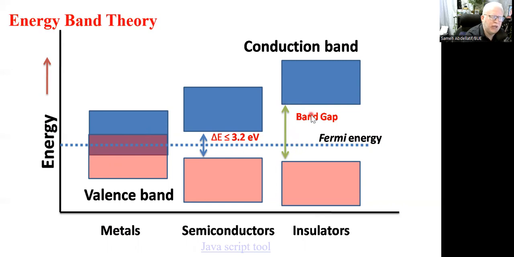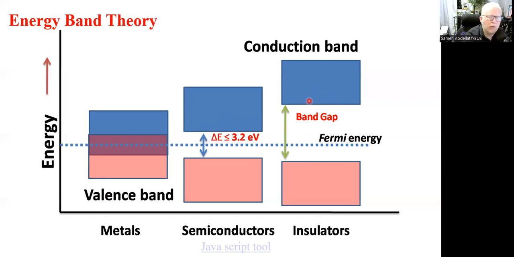On the other extreme, as you can see here, for insulators, the energy band gap is very large. So whatever energy you give to the material, no electron will be able to jump to the conduction band, and there is no possibility for free electrons. This is how we can distinguish between conductors, insulators, and semiconductors.